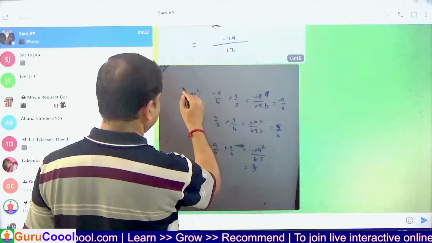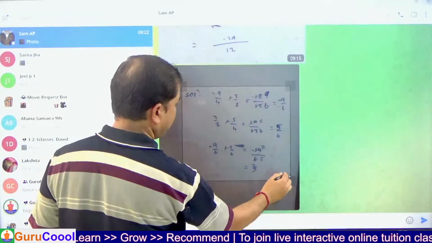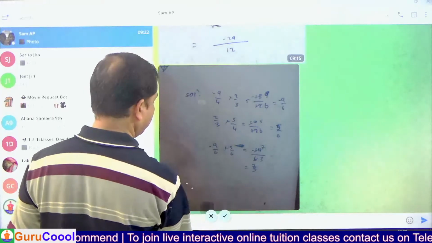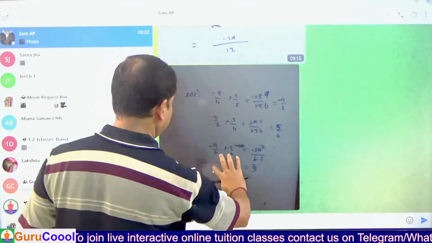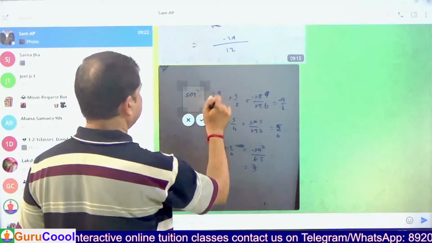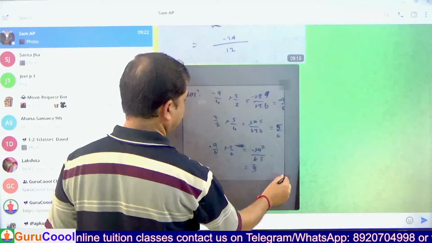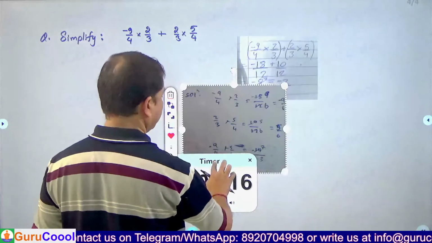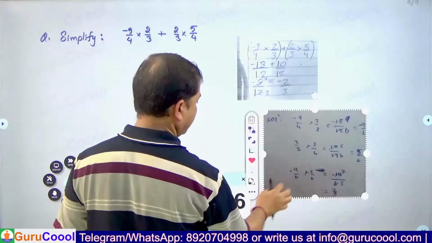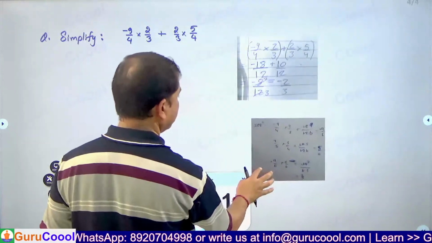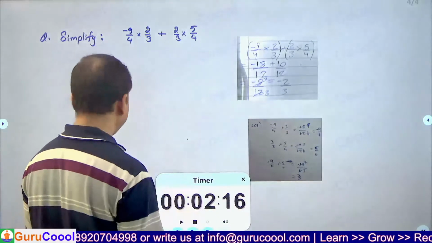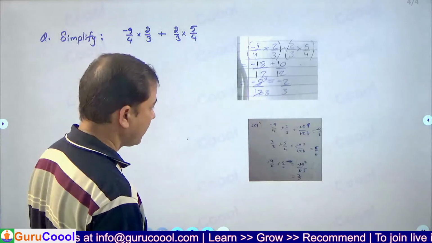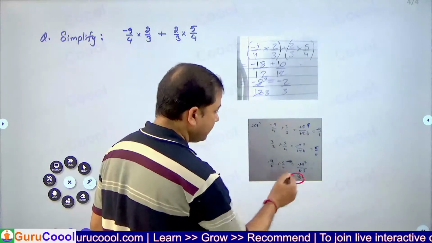Sir, one second. My answer is minus 7/3, sir. My answer is not 7/3. That's minus 7/3, sir. Minus 7/3. Okay. Yes, sir.